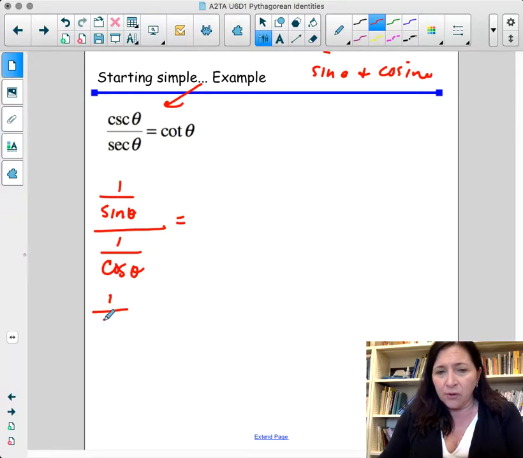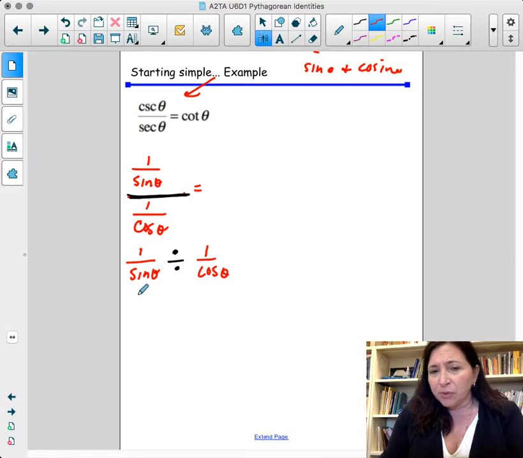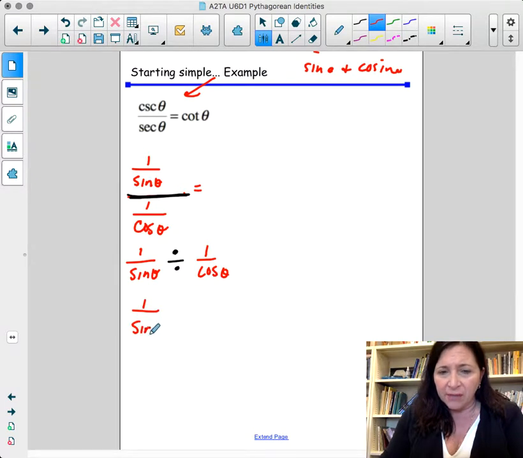So we're going to go 1 over sine of theta. Now, this line right here, that means divide. So divide. And then you've got 1 over cosine of theta. Now, division is just multiplication, multiplying by the reciprocal. So we have 1 over sine of theta times cosine of theta over 1, for which I get cosine of theta over sine of theta.